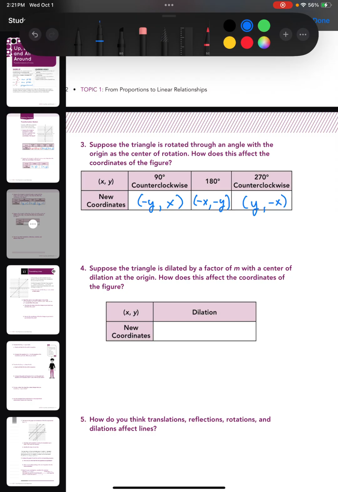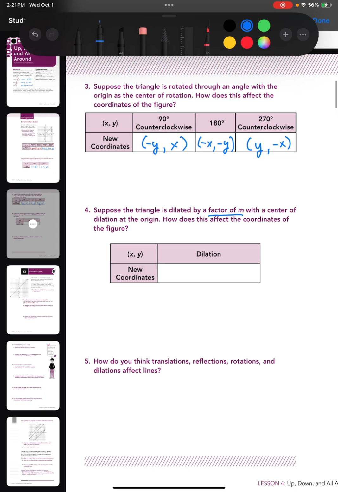Okay, and then 4, dilating a figure. So suppose the triangle is dilated by a factor of m with the center of dilation at the origin. How does this affect the coordinates of the figure? Well, we would just multiply each one of those coordinates by a factor of m. So (mx, my).